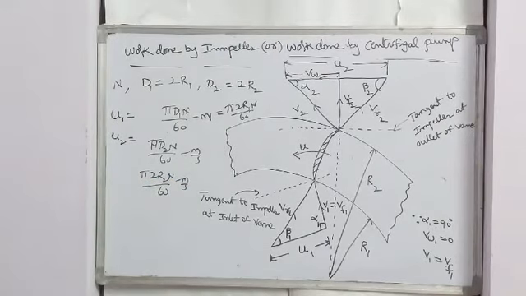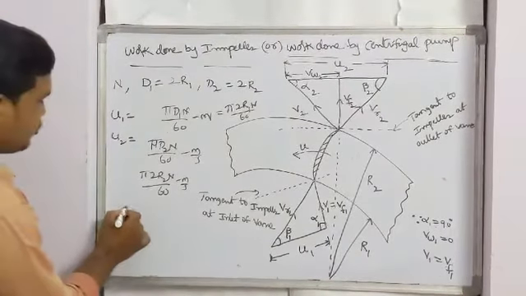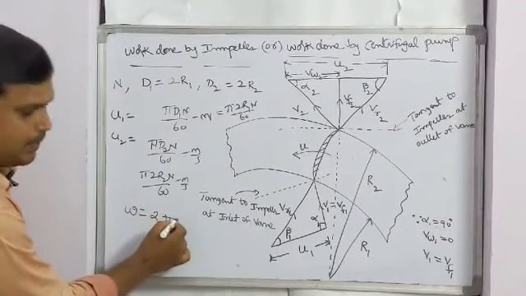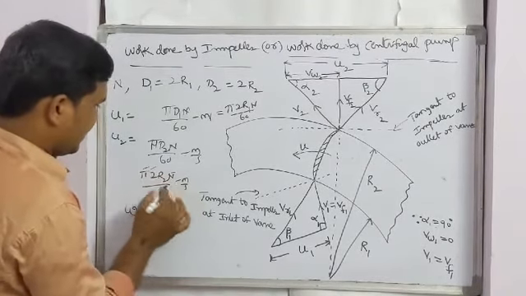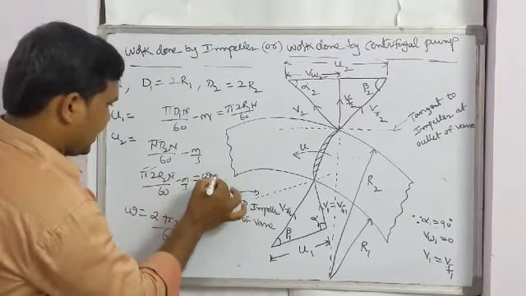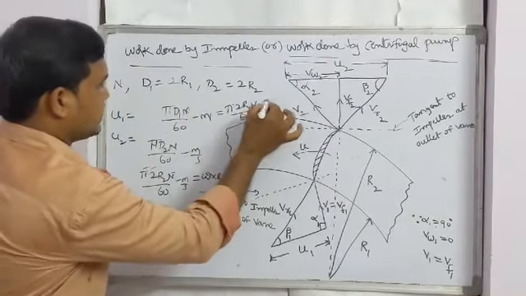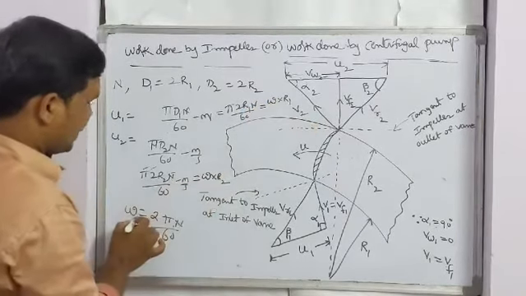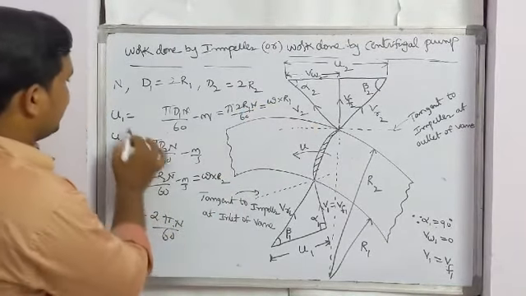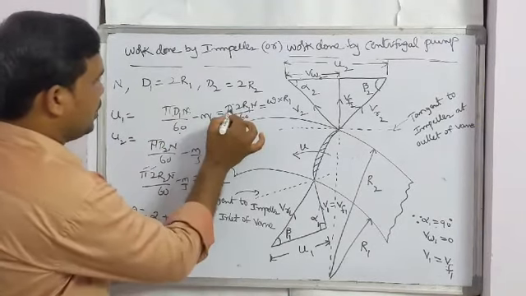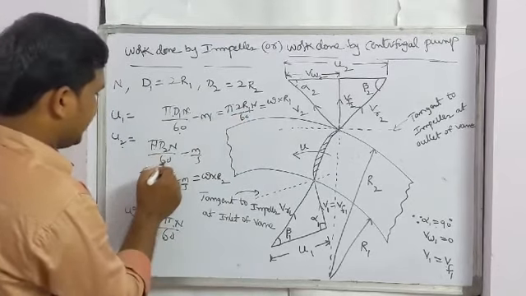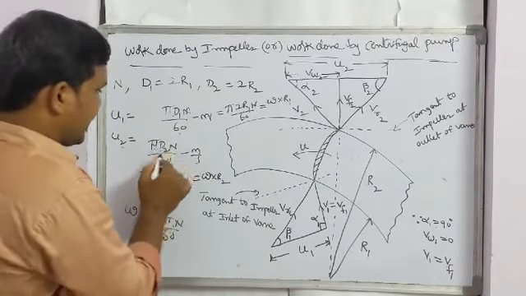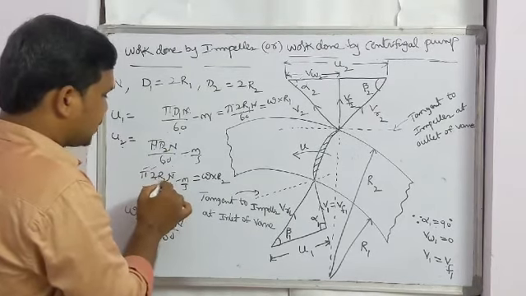So this is a tangential velocity. Again, omega is the angular velocity, that is 2 pi N by 60. So we can write U2 as omega into r2, and U1 as omega into r1, because omega is the angular velocity 2 pi N by 60. U1 is pi D1 N by 60, with D1 as 2r1, and U2 is pi D2 N by 60 meters per second, with D2 as 2 times the radius, 2r2 N by 60.